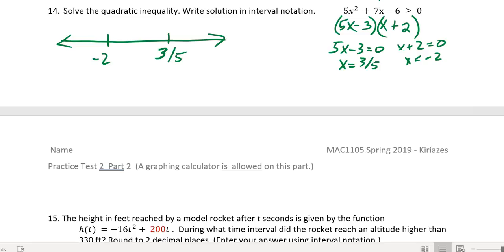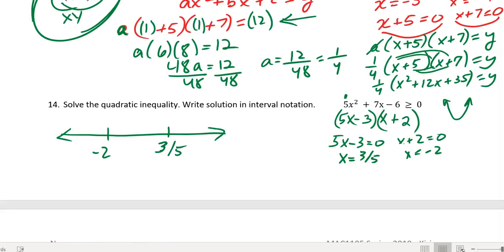All I need to do is look at my A. My A is positive, so I can see my parabola is going to be going up. So I can sketch that onto my graph. Now, you guys have a calculator too, so if you want, graph it and you'll see that's true. But we don't even need that. We can tell it just by the A.